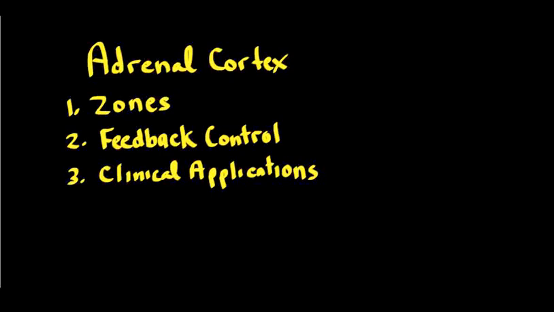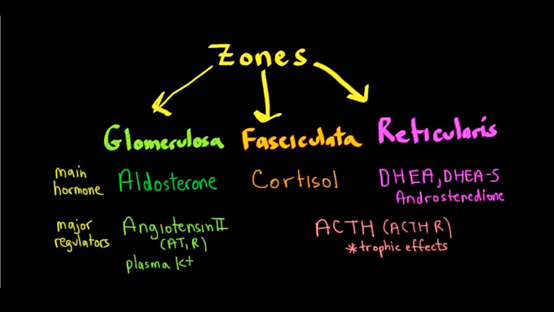After watching this video, you should be able to describe the basics of the adrenal cortex, starting with the three major zones, feedback control loops, and putting it all together with some clinical applications of excess and deficiency. So let's get started and look at the different zones of the adrenal cortex.